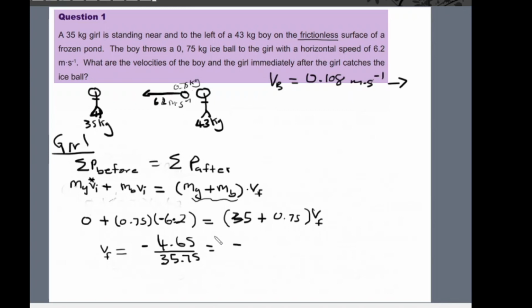So this is equal to negative 0.13, right? 0.13 meters per second. Okay, so therefore the velocity of the girl is 0.13 meters per second to the left.